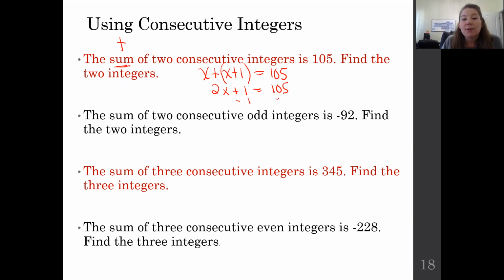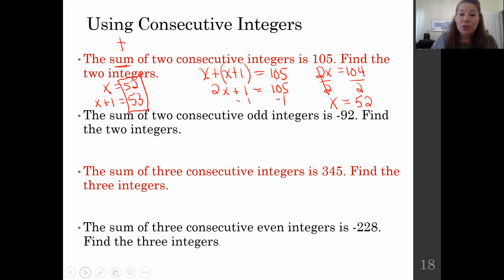And then I would subtract 1 from both sides. So I would have 2X is equal to 104. And then how do you get rid of times 2? You divide by 2. So I would have X is equal to half of 104, which is 52. So the first number is 52. So X is 52. The second number, 52 plus 1, is 53. So these are the two consecutive numbers. When you add them, you get 105. All right, what about the second problem?